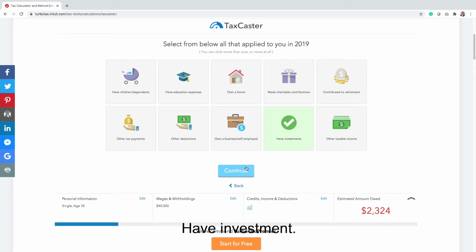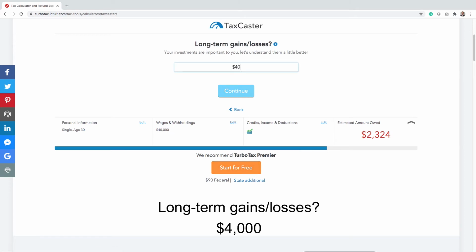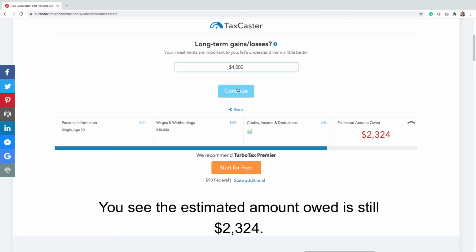Half investment. Short-term gains, losses, 0. Long-term gains, losses, $4,000. You see the estimated amount owed is still $2,324.